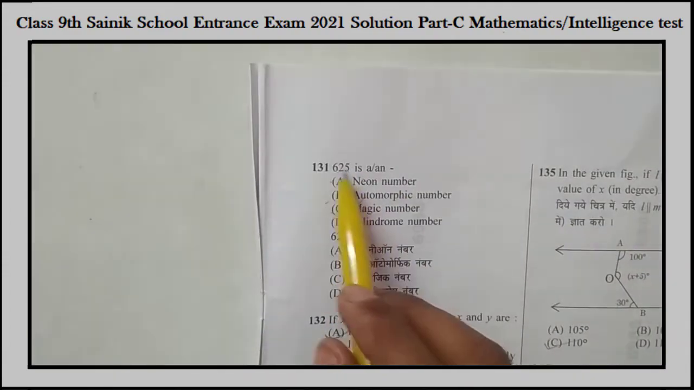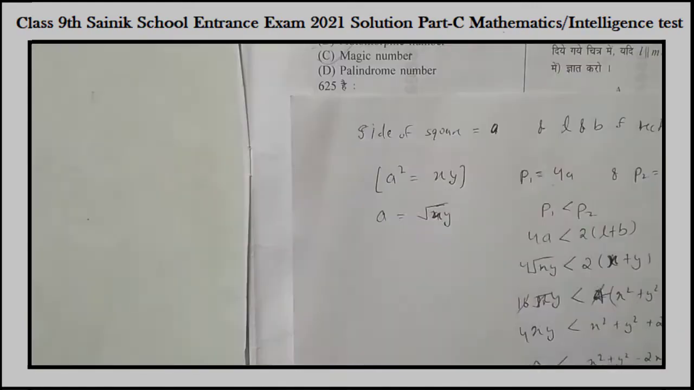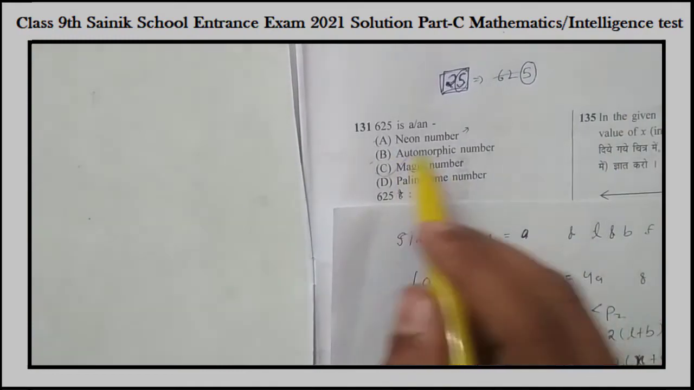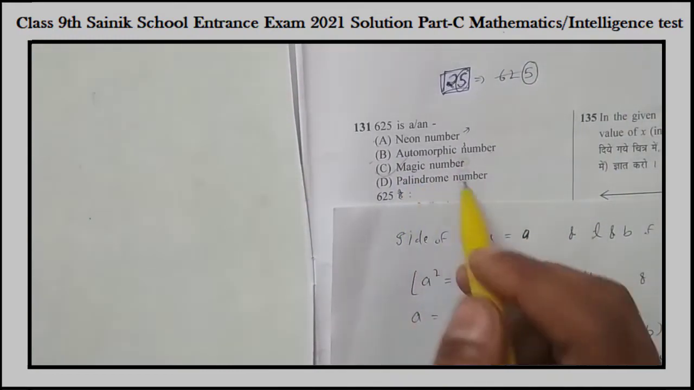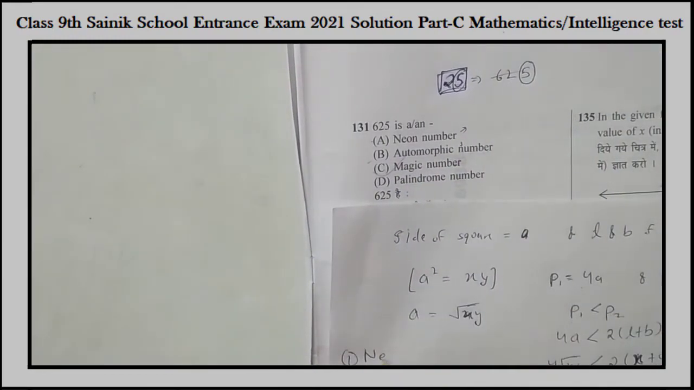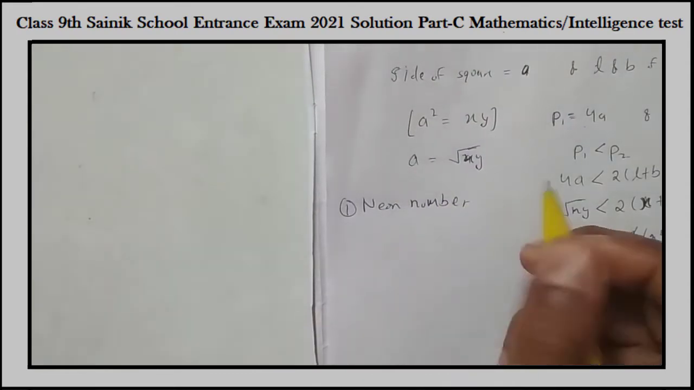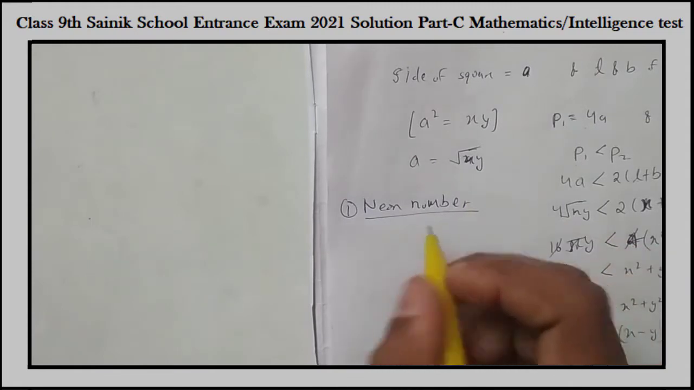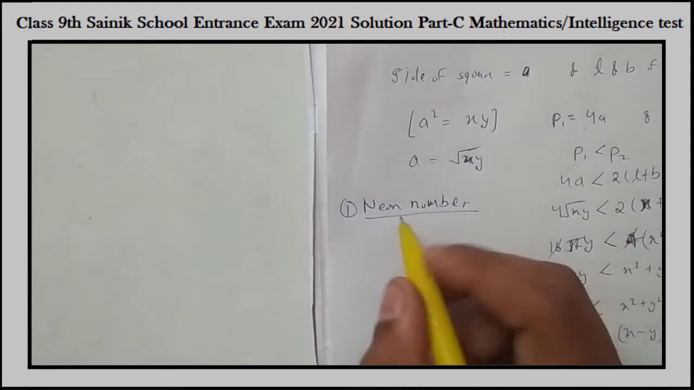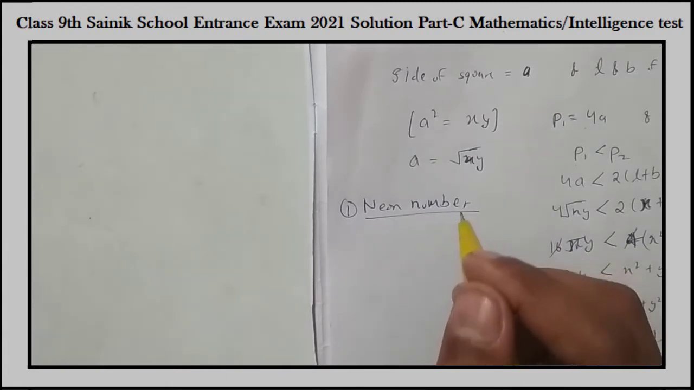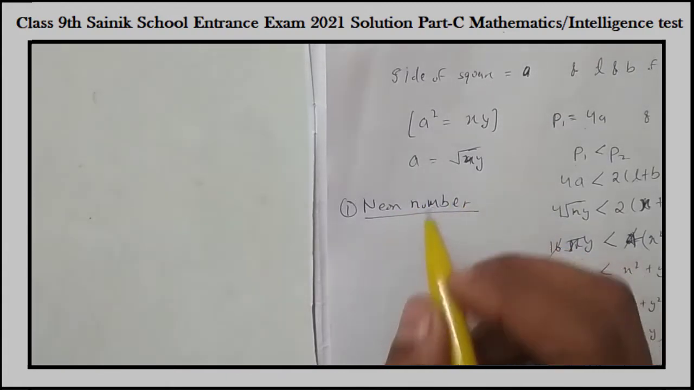The next question is: 625 is a what number? Before solving this question, we must have knowledge of the Neon number, automorphic number, magic number and palindrome number. First of all, the Neon number. A Neon number is one where, if we square the number and add the digits of the resultant number, we get the original number.